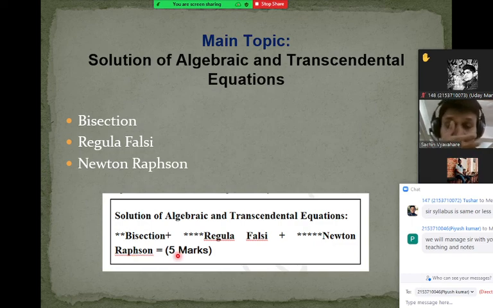Generally, this topic will have 22 to 25 marks weightage in the final exam. So definitely, one 5-mark question will come from one of these three methods. So there will be 5 marks weightage indirectly for this first article, solution of algebraic and transcendental equations. The simplest method is the bisection method.